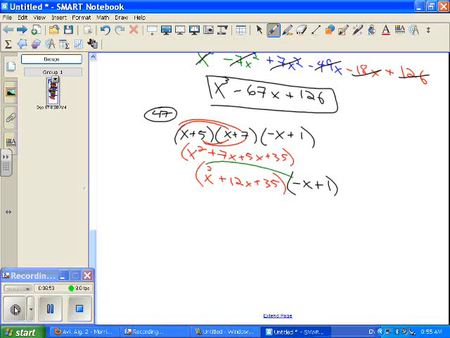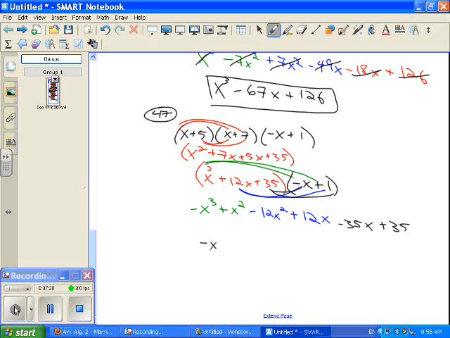All right, so x squared times negative x is negative x cubed. X squared times 1 is x squared. 12x times negative x is negative 12x squared. 12x times 1 is 12x. And then 35 times negative x is negative 35x. 35 times 1 is 35. Combine my like terms. X cubes, I only have the negative 1 of those. X squareds, I've got a positive 1 and a negative 12, so negative 11x squared. X's, I've got negative 35 and 12, so it's going to give me a negative 23 of those, and then 35 constants.